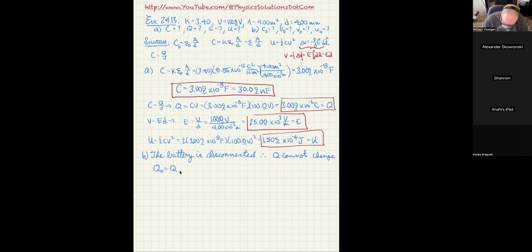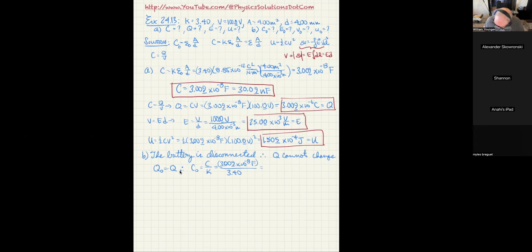So they want to know C0, and C0 is the capacitance of the capacitor without the dielectric in it. C0 is equal to the C that we had divided by K. So I'm going to take the 3.009 times 10 to the negative 8 farads, and I'm going to divide that by 3.40, and that's going to give me my capacitance. Of course, I could also just take epsilon 0 A over D and multiply that, but either way would work.